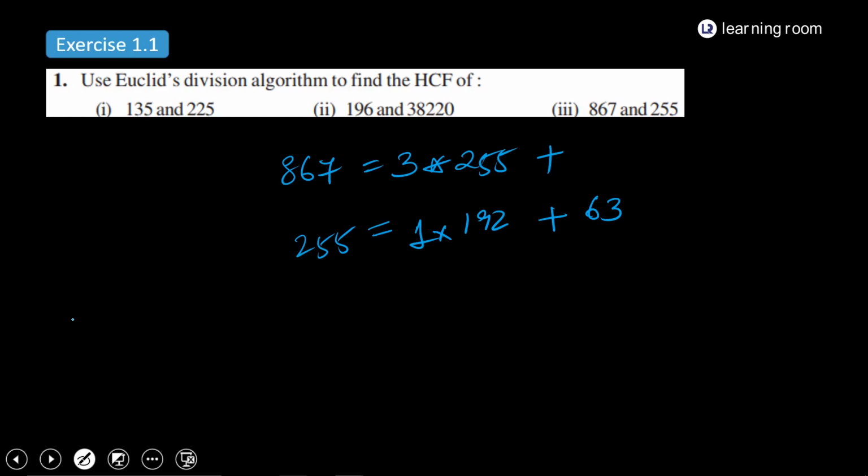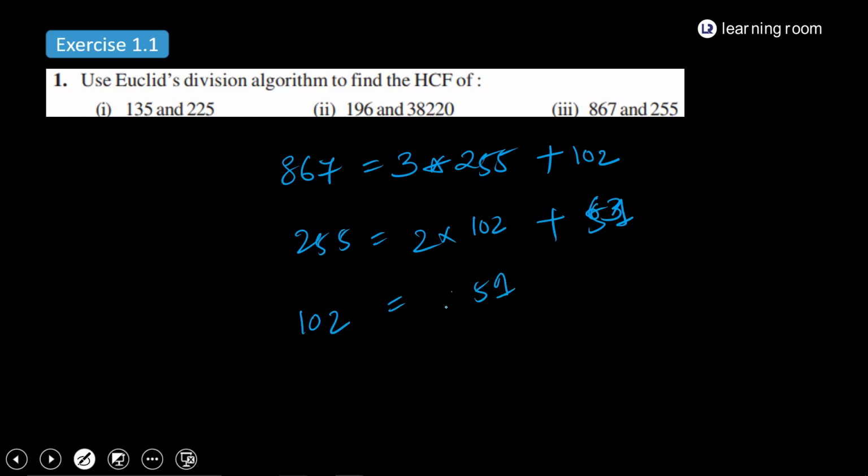Yes, sir. It's 51, sir. 1 or 2? 2. 51 into 2 plus 0. HCF is 51. Very good. Next? 1 or 2 equals 51 into 2 plus 0. So what is the HCF now? 51.